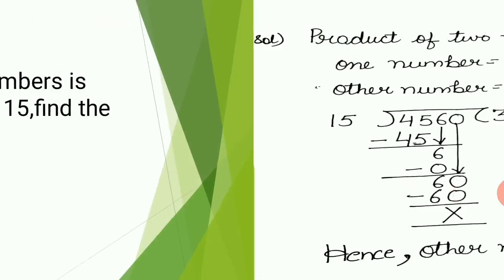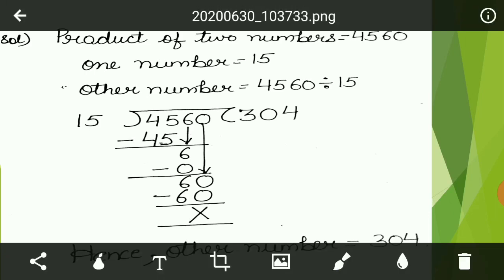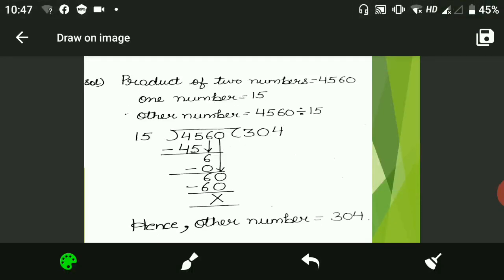Clear? See, first line I have written as I told you. Product of two numbers is equal to 4560. One number is 15. Other number is 4560 divided by 15. Now I will do division. Student, you have to learn the table till 15, as I told you before the holidays. So every day you have to practice the tables. So in the 15 table, 45 comes at which position? At third position. So I have written 3 in the quotient and 45 down of 45.